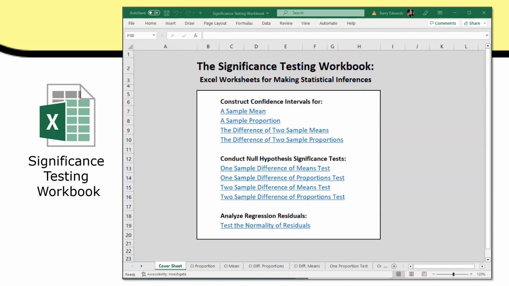solve a problem. I have some separate videos for using the worksheets, and I'm not going to try to go over all of them now, but just want to maybe click through a couple of them and show you what I'm talking about here. So we're looking at the cover sheet. So we have several for calculating confidence intervals. Let's look at the confidence interval for a sample proportion.